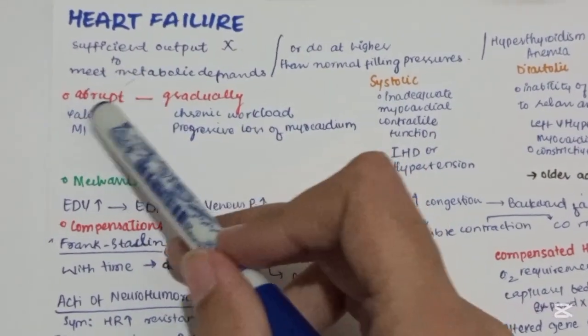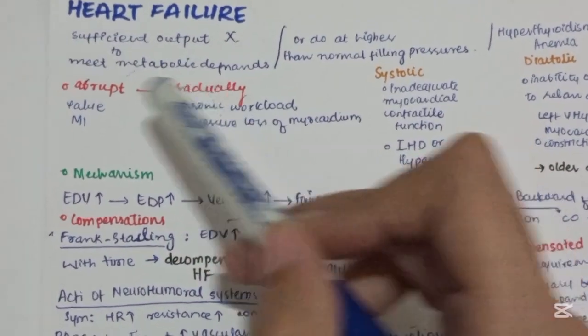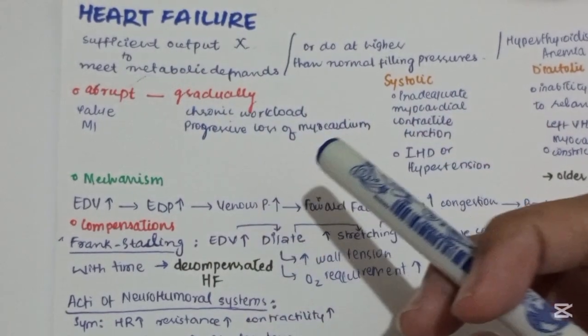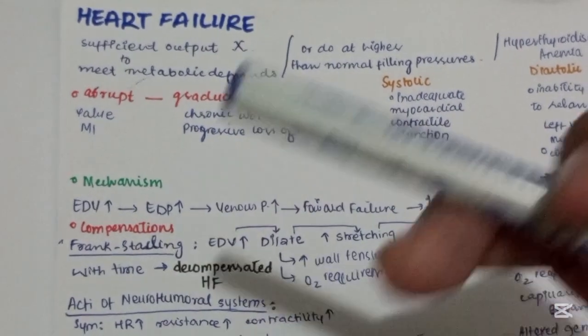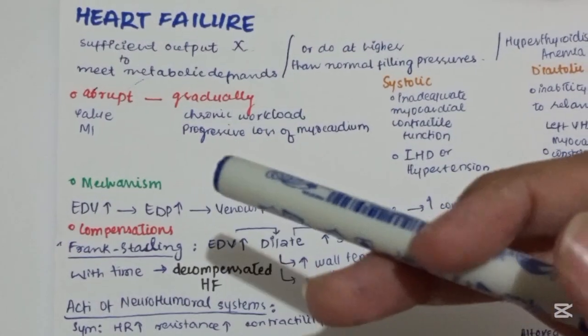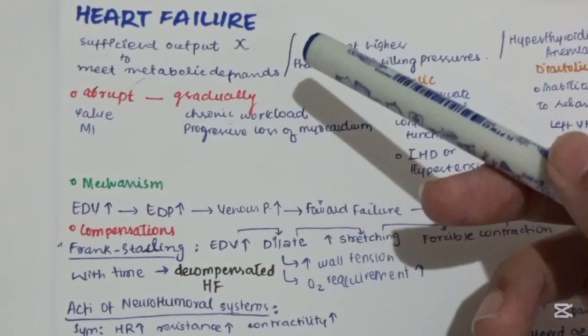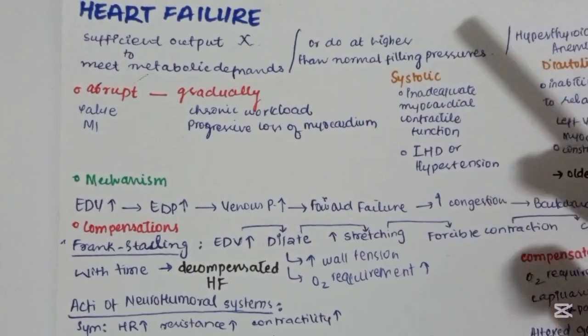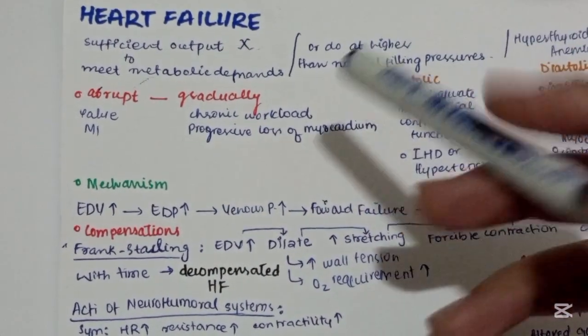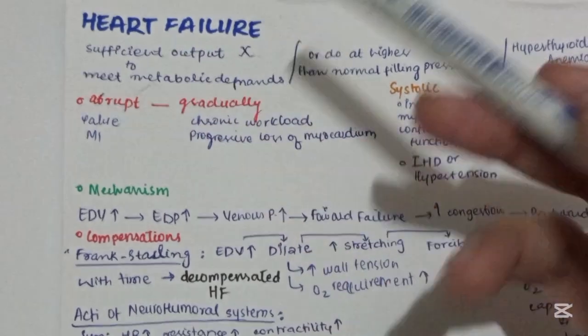It can be abrupt or it can occur gradually. Abrupt in case of MI, in which a large portion of the wall is involved, then it can be abrupt. And in case of gradual, like there is progressive loss of myocardium, so then heart failure can be gradual.